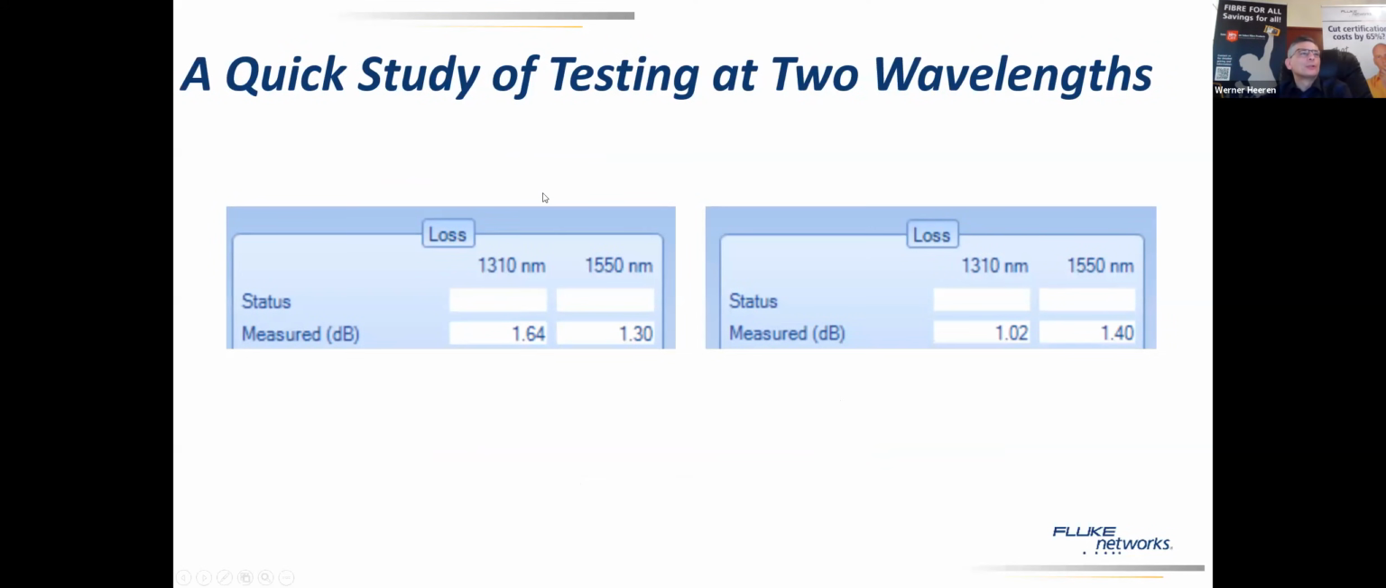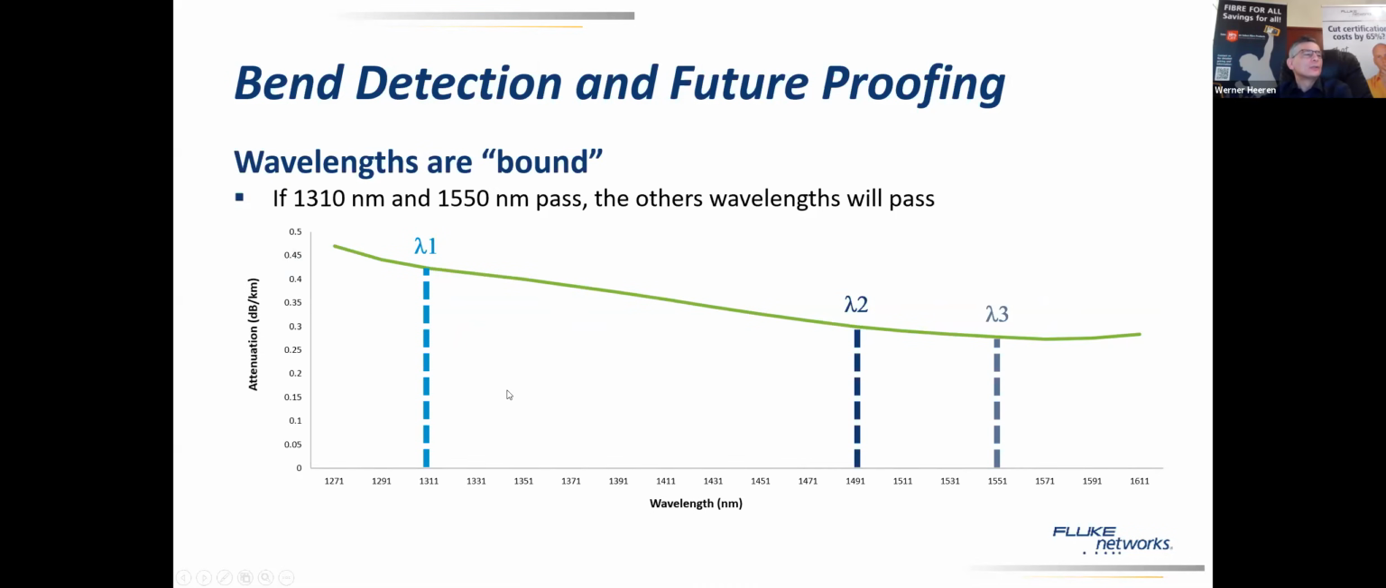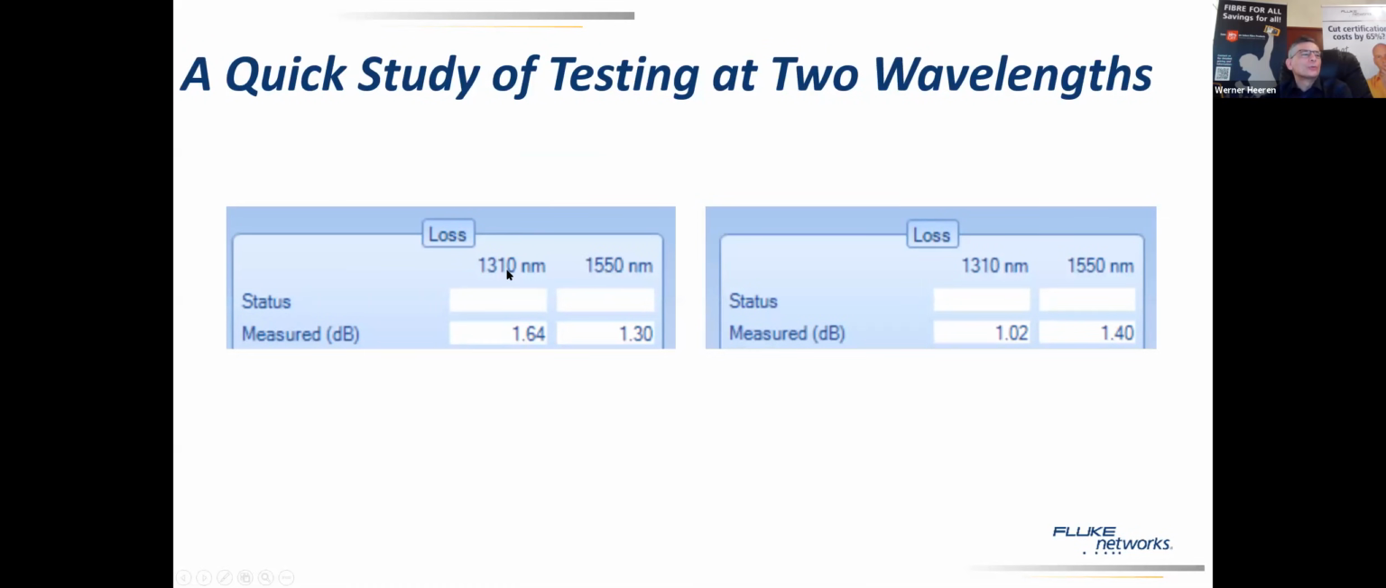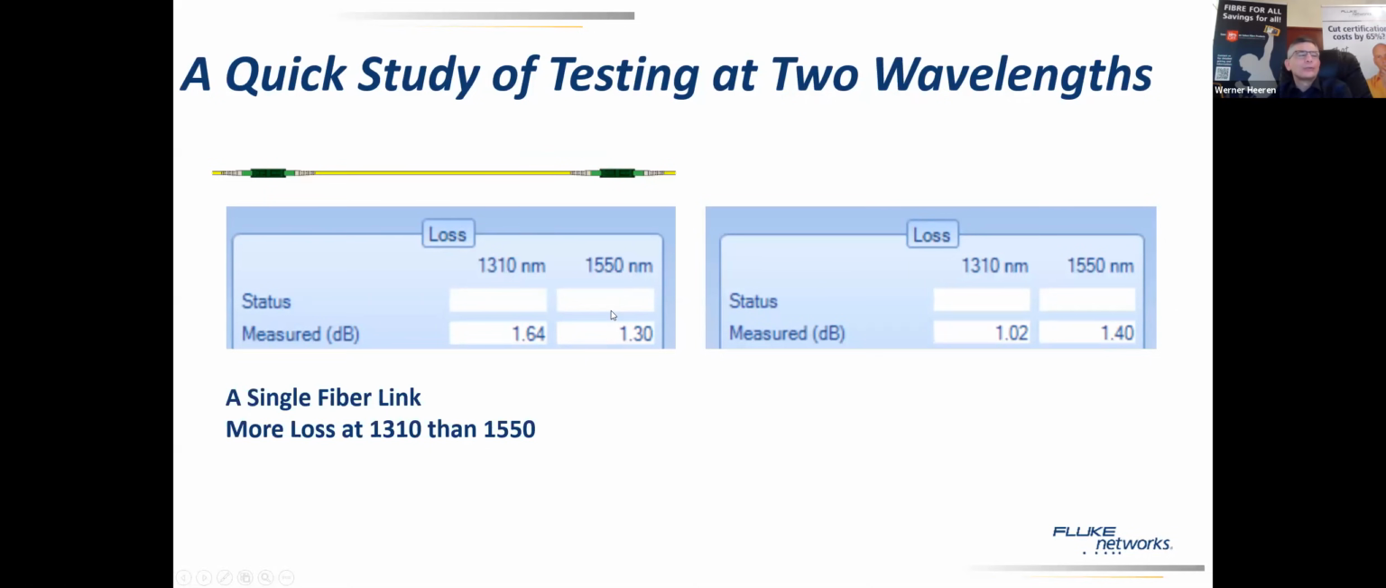Here you see an example, a quick study, a small example where you see differences. Normally the 1310 should have a bigger loss than the 1550. You saw that in the graph here. On the 1310, you should have a bigger loss than on the 1550. So 0.45 here, 0.3. So here 1.64 on 1310, it's bigger than 1550. So this looks normal, a single fiber link, more loss at 1310 than 1550, looks good.